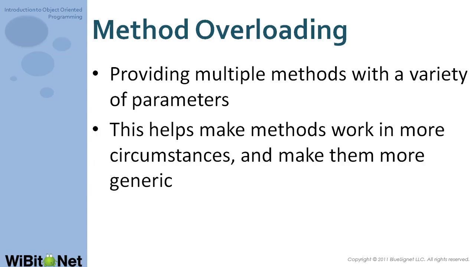So method overloading is very cool. It provides multiple methods with a variety of parameters. If you want to call a method passing it an integer, and then call it again passing it a string, it's really the same method. You can just have different types of arguments that you pass into it. Based on the input data type, the programming language will know which function to execute. So this helps make methods work in a variety of circumstances. It makes them more generic.